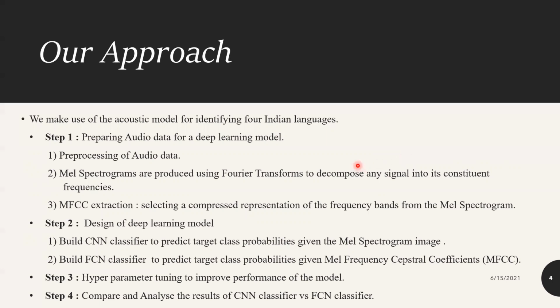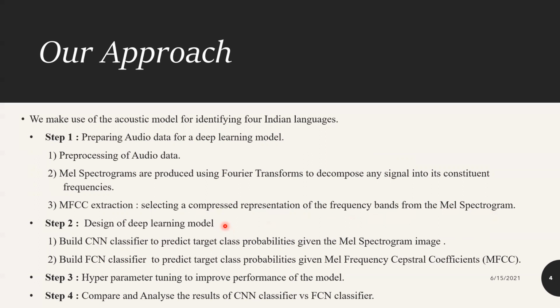Now our dataset will be in an efficient format, so we will produce a MEL spectrogram using Fourier transform to decompose any signal into its constituent frequencies. This frequency warping will allow us a better representation of sound in audio compression. After that, we will select a compressed representation of the frequency band from the MEL spectrogram. After preparing the audio data for the deep learning model, we will design our model for it.